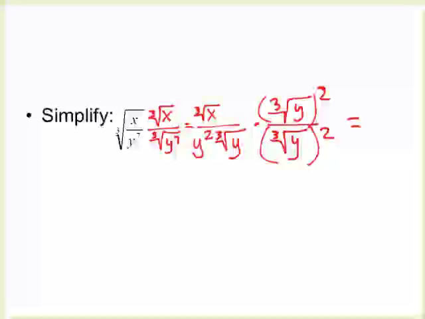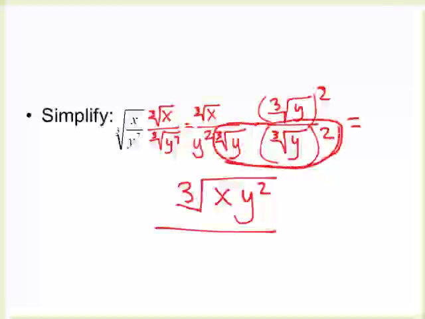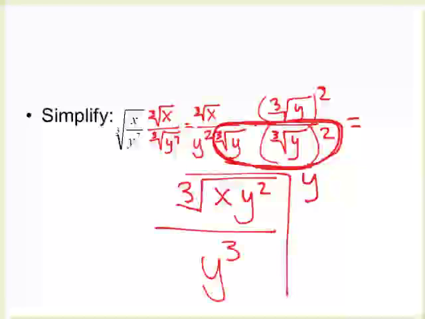So on the top, I have the cubed root of x and y squared. On the bottom, I've got these cubed roots of y, 3 of them. So they all cancel each other out to just give us y. So the 3 cubed roots of y cancel to give us y, but there was already a y squared down there, so I've got y cubed all together. And that's our final answer.